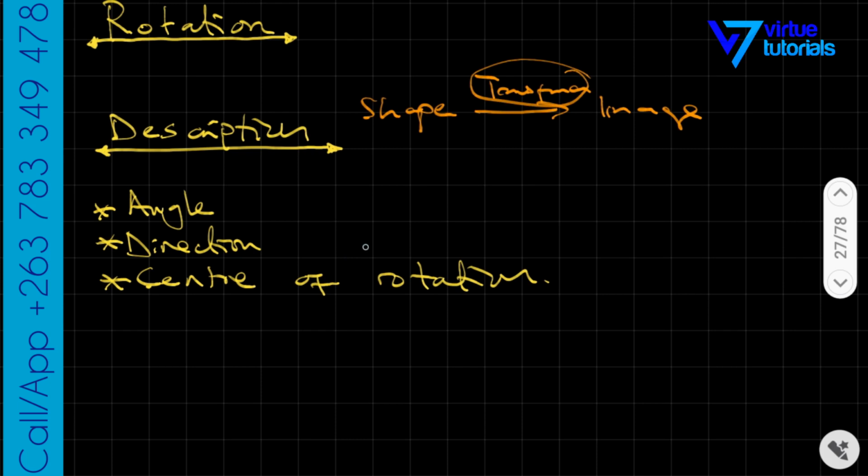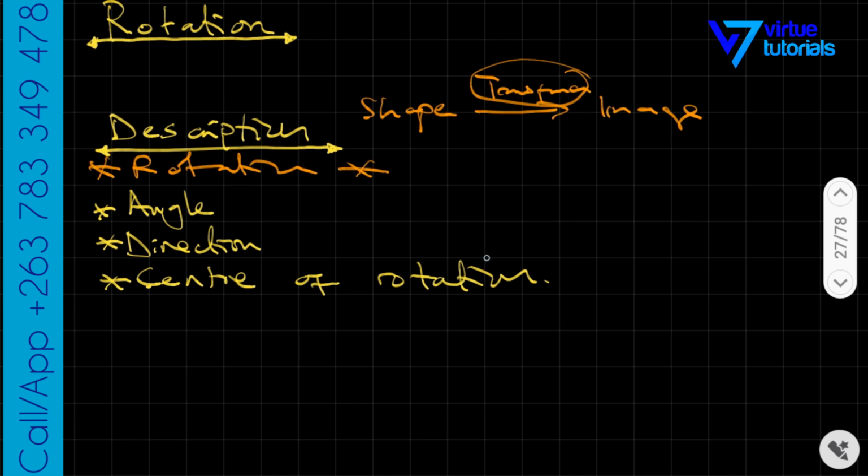Let's say you're looking at a shape. You see that the shape has been rotated, right? The shape is spinning about a fixed point. It's spinning around a fixed point. What are the things that you need to mention in your description? Well, first of all, you need to mention that it is a rotation, right? Whenever you identify a rotation, you need to mention that it is a rotation, right?